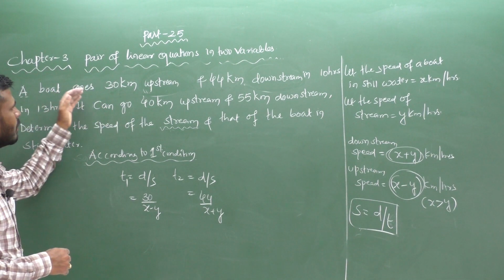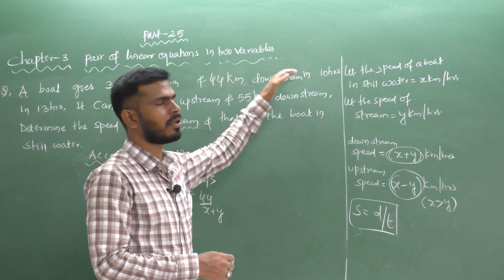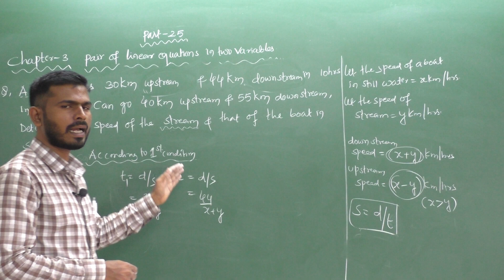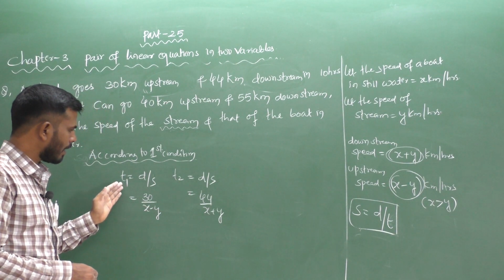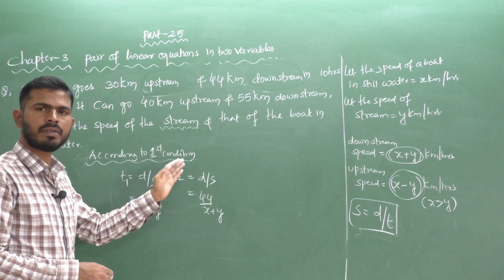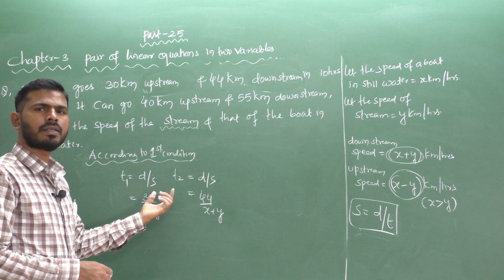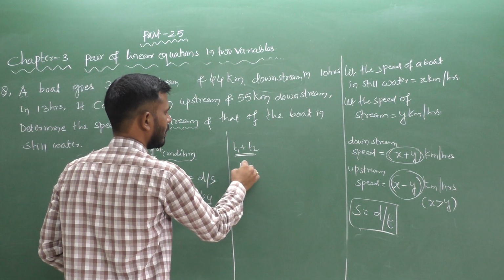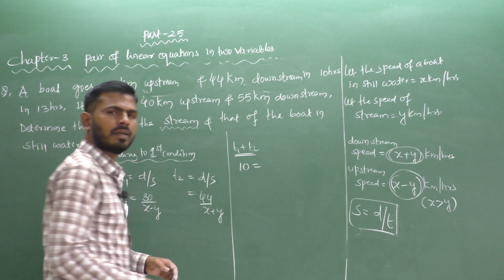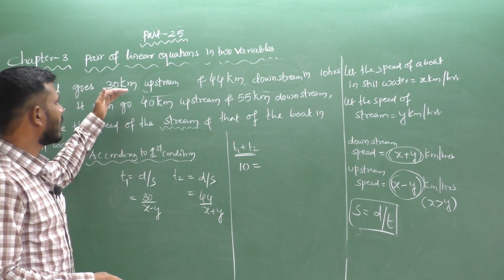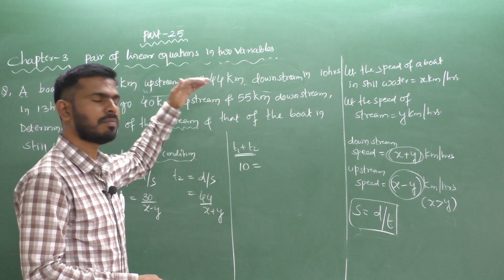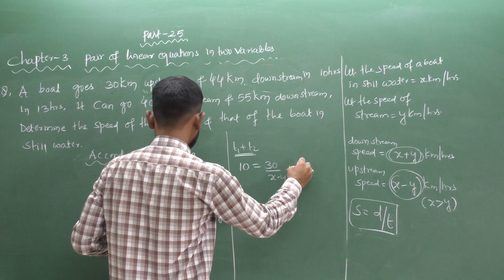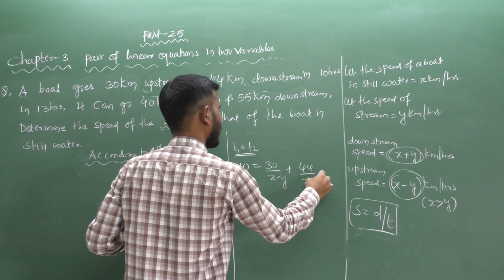Here the given detail: a boat goes 30 km upstream and 44 km downstream in 10 hours. This is the time one, that is upstream. This is the time two, that is downstream. Formula: time equal to distance by speed. Suppose together T1 plus T2, total time it will take is 10 hours. So 10 hours equals 30 km upstream, 44 km downstream speed. This is 30 by x minus y plus 44 by x plus y.